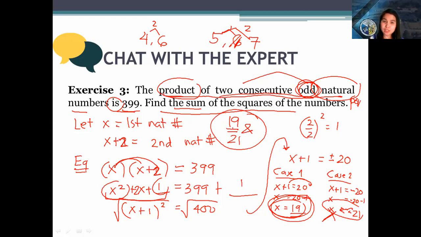But you go back to the question. What's the question? Find the sum of the squares of the numbers. What is the square of 19? 19 squared is 19 times 19. The other is 21 squared. Okay, that's solved. 19 squared is 361. 21 squared is 441. So if you add them, the answer is 802.